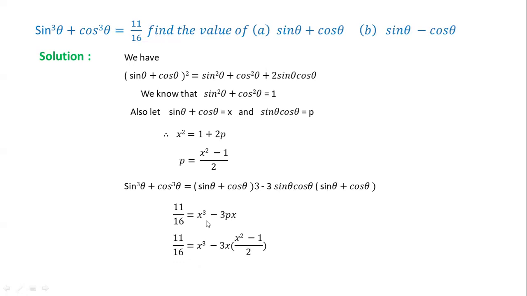Now x cubed minus 3x we take out, and we substitute the value of p here, that is (x squared minus 1) by 2. Now we will have to open the bracket. If you open the bracket, it becomes 11 by 16 is equal to x cubed minus 3x cubed minus 3x upon 2. So 3x we have multiplied inside.